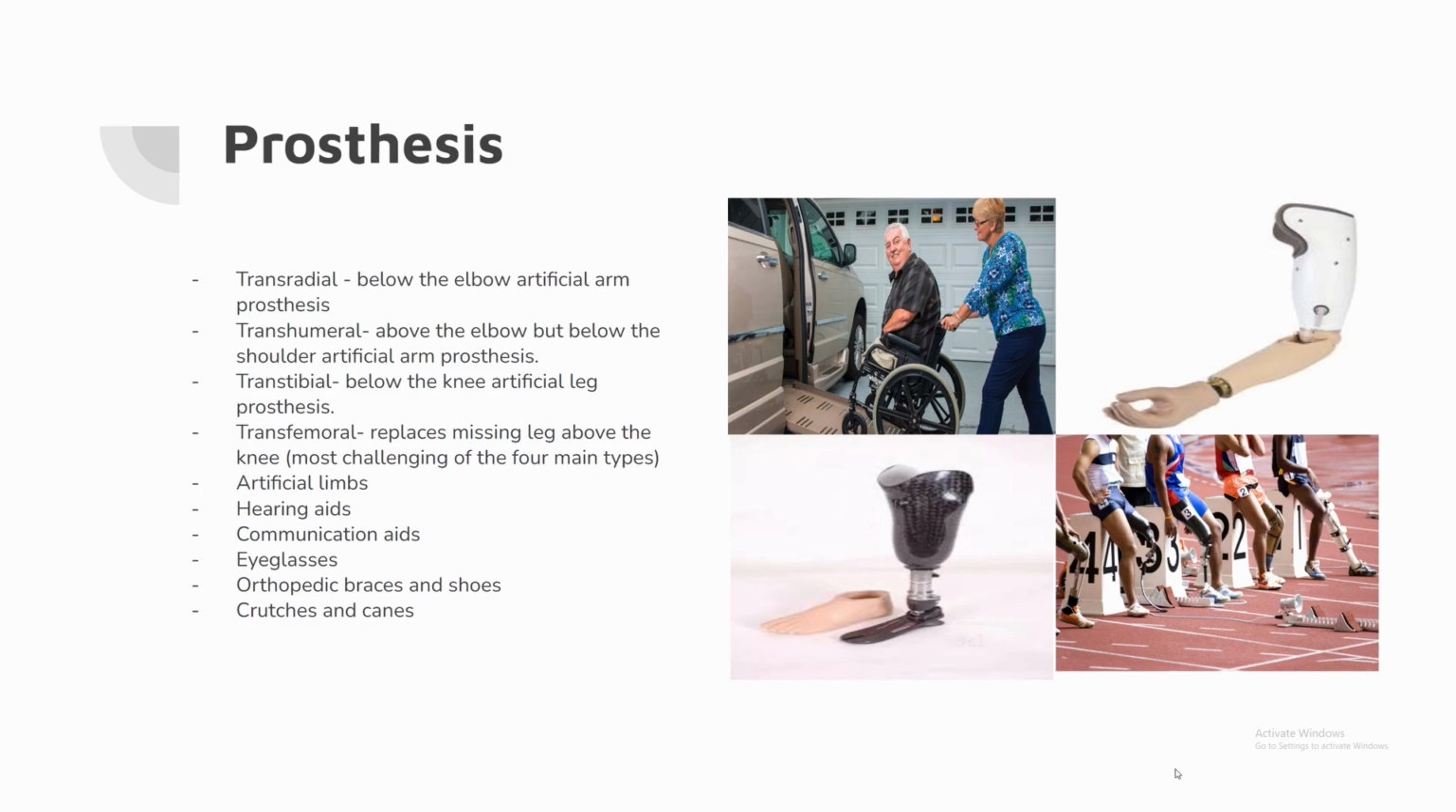This is one of the most challenging of the four main types because this one is a complete replacement of that lower limb, which takes a lot longer for our patients to get used to using this adaptive equipment or this prosthetic. And of course, there are artificial limbs, hearing aids, communication aids, eyeglasses, orthopedic braces and shoes, crutches and canes, and we tried to find as many good examples of each of these four main prostheses.